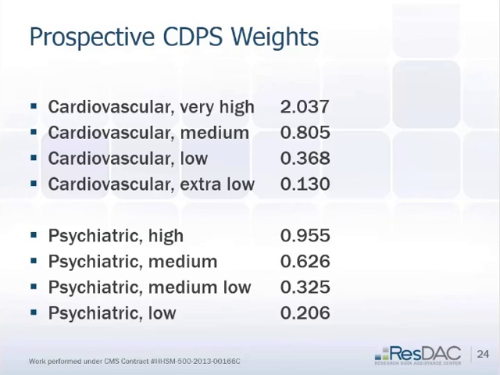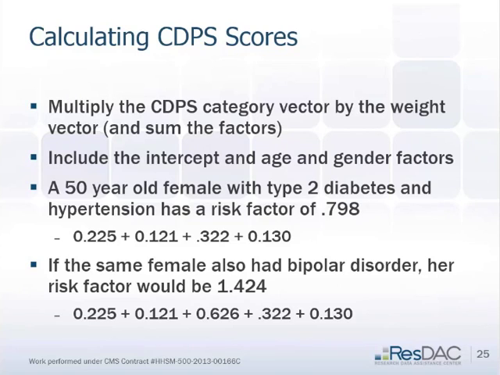And so these are payments up and beyond kind of the base rate or the intercept, and this is how you would calculate scores. So there's an intercept, like any regression model. When you do predictions, there's an intercept. We've got age and gender factors. So here shows you, for example, a 50-year-old female with type 2 diabetes and hypertension. The intercept is 0.225. The demographic factor is 0.121. Then the type 2 diabetes would be 0.322, and 0.130 for hypertension. So you add them up, and that person would have a risk score of about 0.8, which is below average.